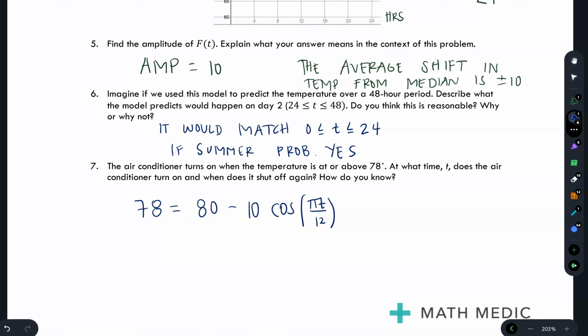And so now I want to solve for t inside there. Just like a little linear equation here, I'm going to move my 80 over here, so I'm going to subtract 80. So I get a negative 2. Then I'll divide by negative 10. So negative 2 divided by negative 10 is 1/5.